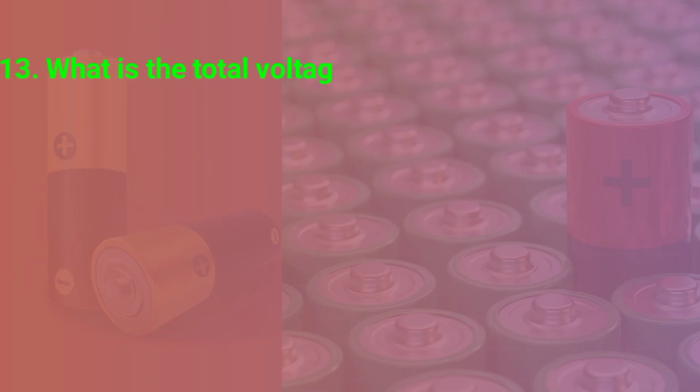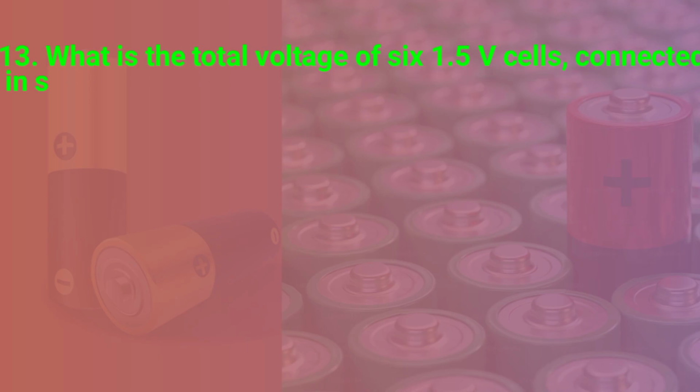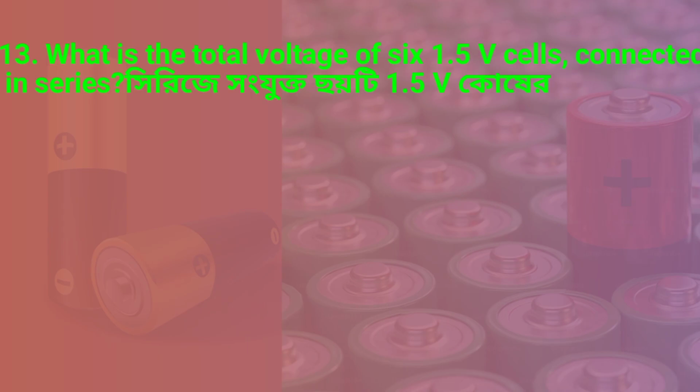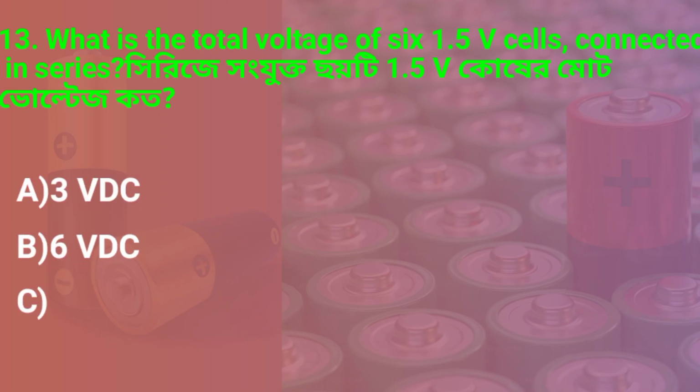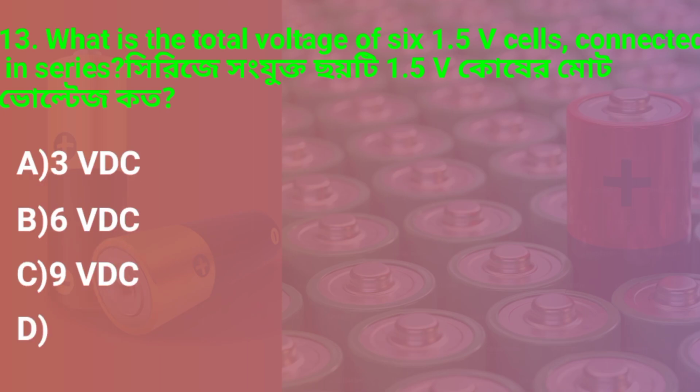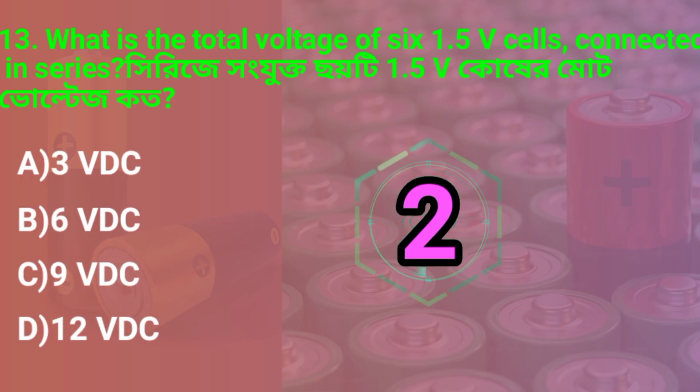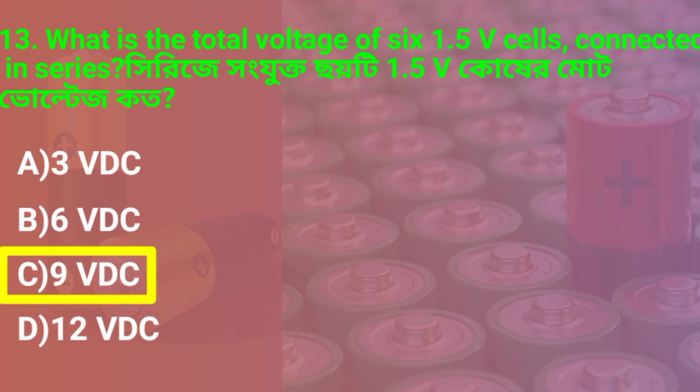Question number 13. What is the total voltage of 6 1.5 volt cells connected in series? Option A 3 volt DC, option B 6 volt DC, option C 9 volt DC, option D 12 volt DC. উত্তর হবে option C 9 volt DC.